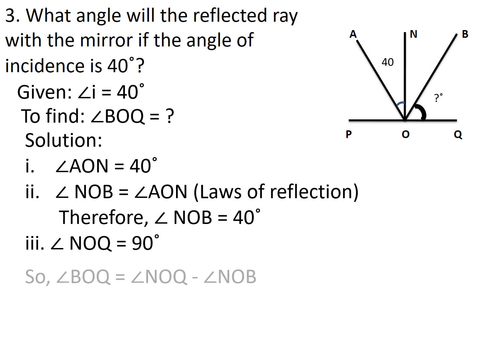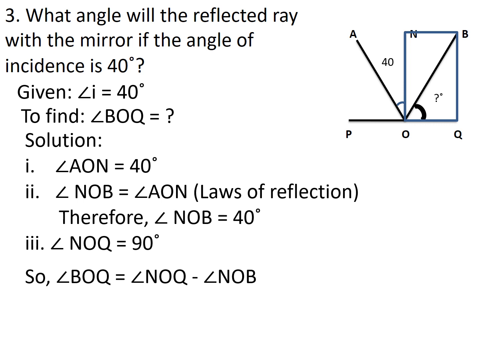Now what are they telling? NOB is equal to AON. That is angle of incidence is equal to angle of reflection. And third, which I told you in the first slide, that is a normal makes an angle of 90 degree with the mirror. So, if I want to find BOQ, what I have to do? NOQ minus NOB. We'll see it in the form of picture.